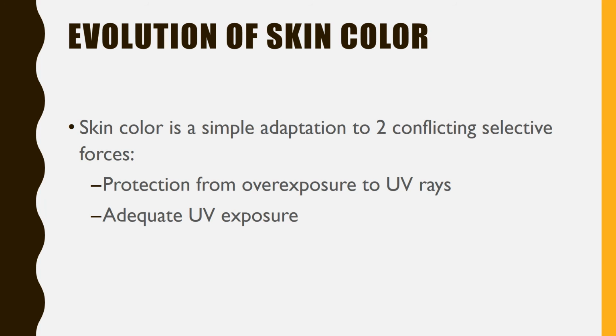Skin color is a simple adaptation to two conflicting selective forces. As humans, we have a need to protect ourselves from exposure to UV rays to avoid skin cancer and lack of folate production. However, on the other hand, we need adequate UV exposure as well, or vitamin D deficiency can become an issue. So skin color offers a really good example of evolution and natural selection. There are selective factors, depending on the environment, that are acting to promote these various skin colors.